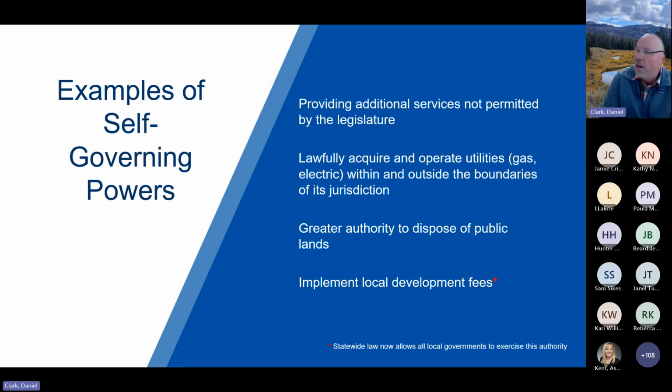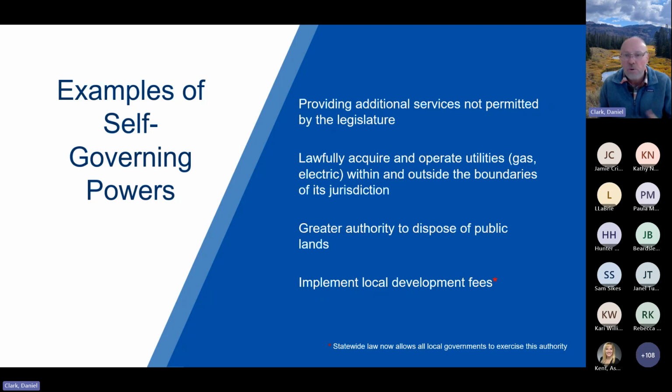Examples of self-governing powers. Now, some of these that were fought over years ago have since been made available to all local governments, whether they have general or self-governing powers. For example, the implementation of local development fees. Communities with self-governing powers recognized that they needed additional fees when a development goes in to offset the cost of infrastructure investment. There was a challenge whether a local government with self-governing powers could actually do that. It went through the courts process, and the courts ruled that yes, they can. And that was found to be a successful means of financing infrastructure development in communities.